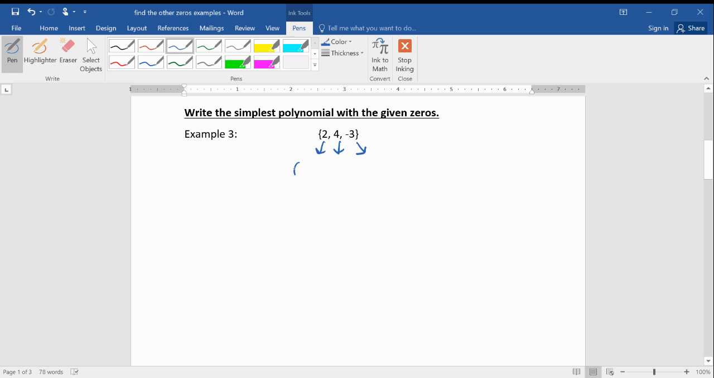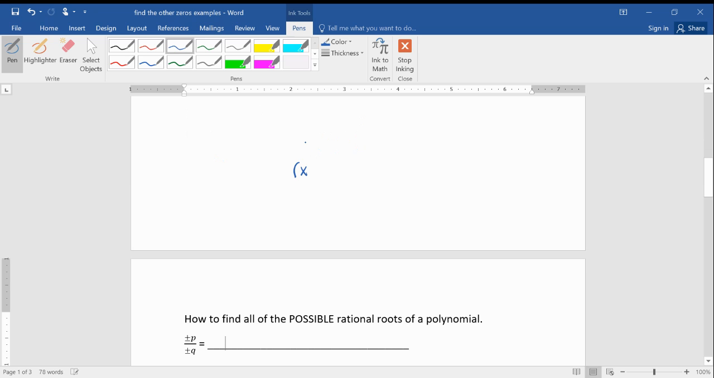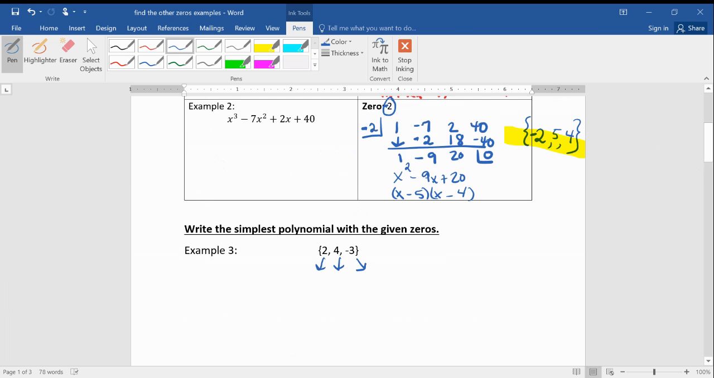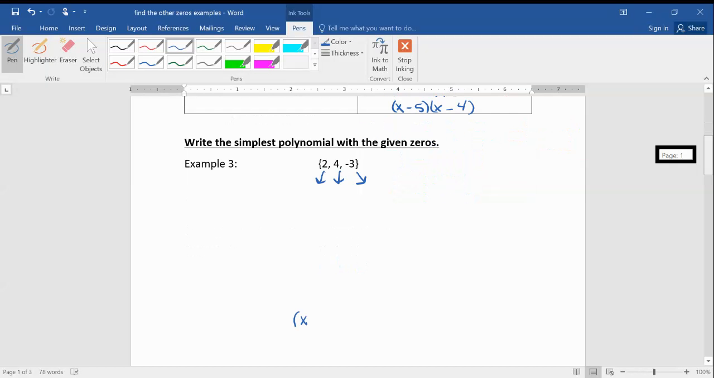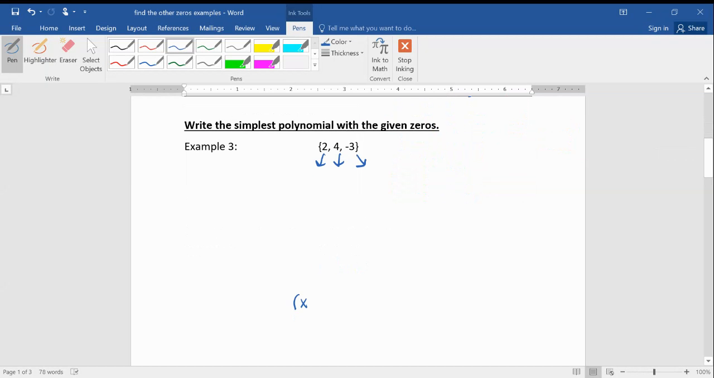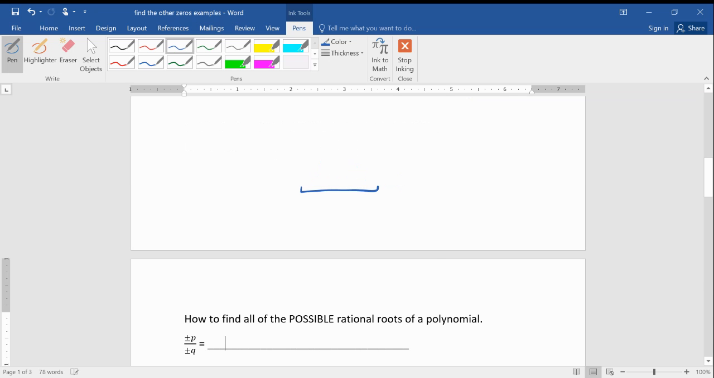Okay, so if a 0 is 2, what is that as a factor? Oh, goodness. All right, so if you're given 2 is a 0, what does that translate to as a factor? X minus 2. All right, and 4 as a factor would be x minus 4. And -3 as a factor would be x plus 3. All right, so it's totally the opposite of what we did on the other one. All right, so what we need to do is multiply these back together. And you can only do 2 at a time. You cannot do all 3 at once.